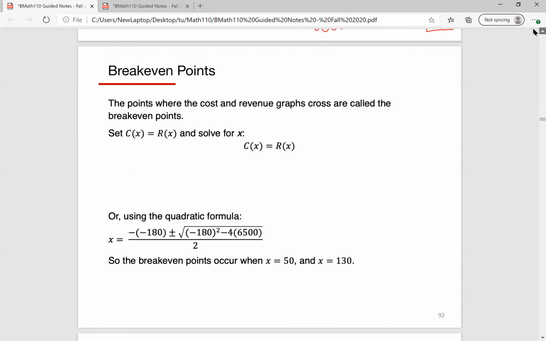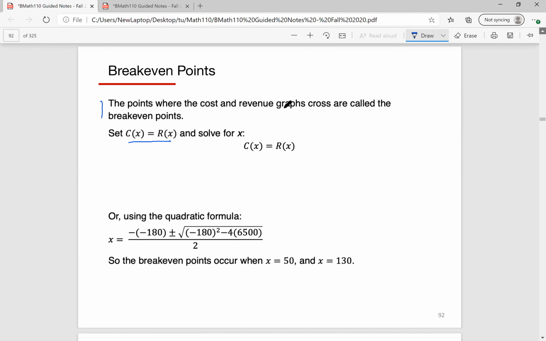All right. So this is the definition of the break-even points, and in order to find it, you need to set C of x equal to R of x and then solve for x. Okay, so let's try to find it, right? According to the function of C of x above, I have C of x. Let me get up a little bit.